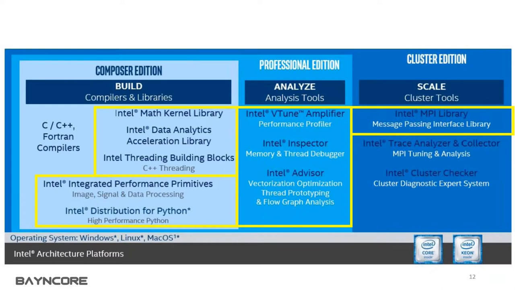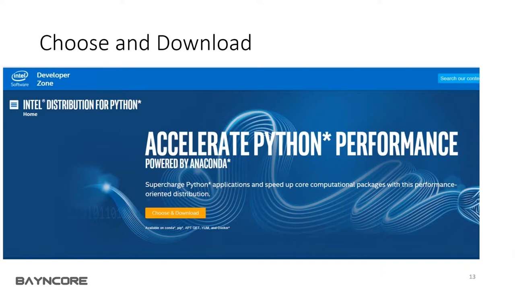So as I say, all these are in Parallel Studio. If you buy the whole package, then you get everything along with the technical support. If you want to look for individual packages, then simply go on to the web and Google for the products. So in this case, I Googled for Intel Python, and it very quickly took me to a web page that says choose and download, and you can choose to either have the commercial version or the community supported one. And that's true of all the individual products.